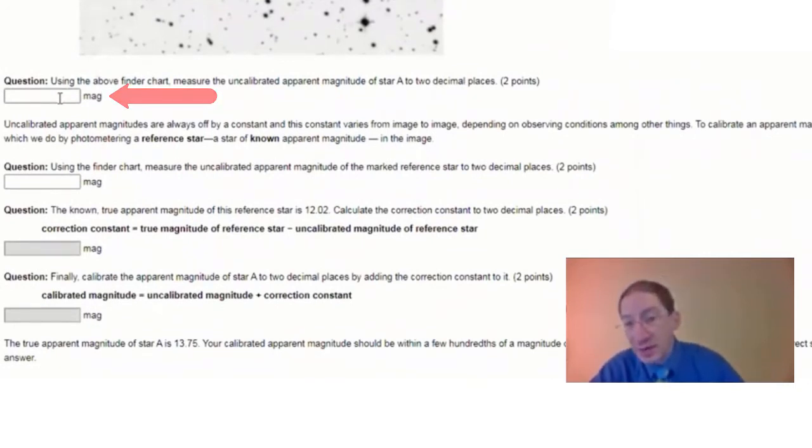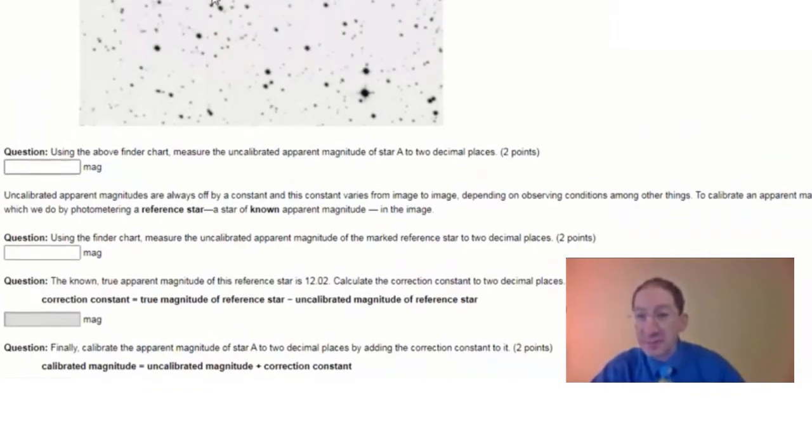Now, it's uncalibrated because if we were to go back and take this image again and remeasure star A, we'll come up with a different value, depending on how much atmosphere we're looking through this time versus last time, whether we're looking through a thin layer of clouds this time versus last time, or if this time we use a different telescope and camera, which may allow more light or less light through. So we'll come up with a different value. And the way we correct for this is by using a reference star. This is a star of known apparent magnitude. And you use it as follows.